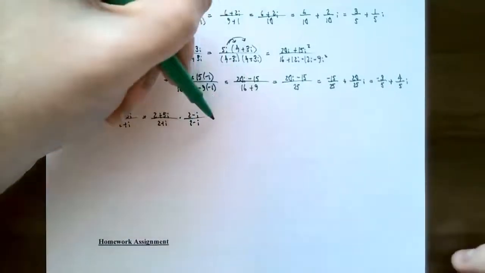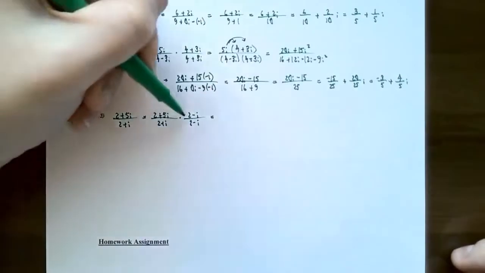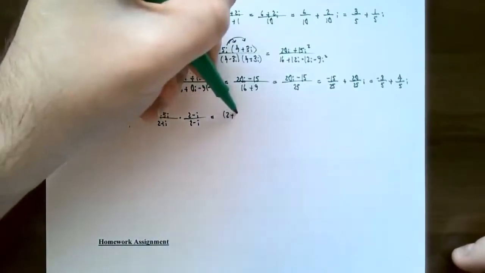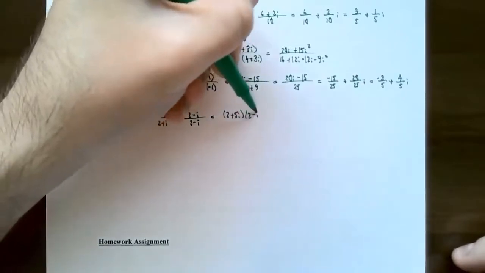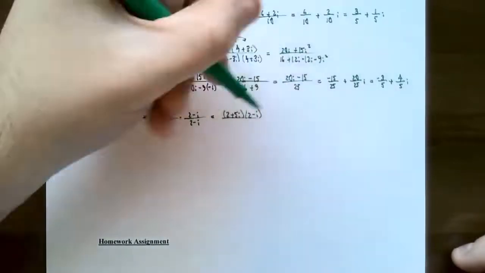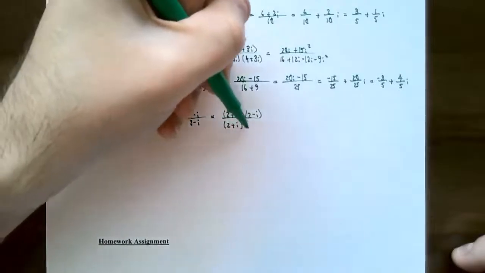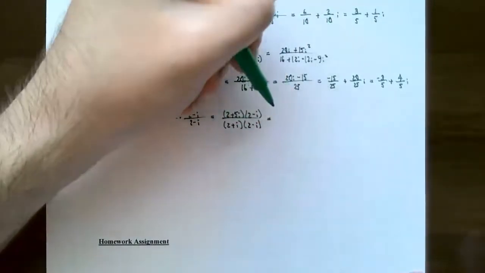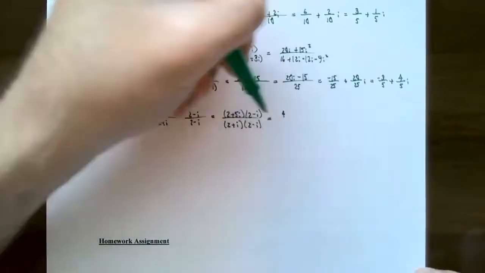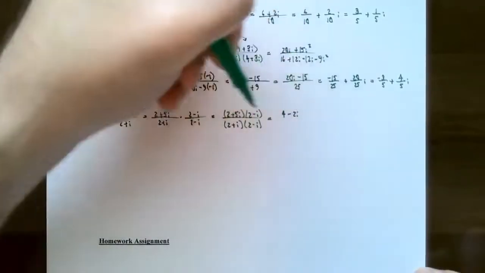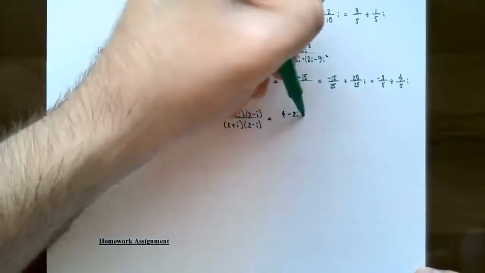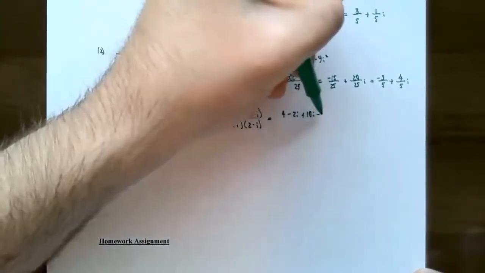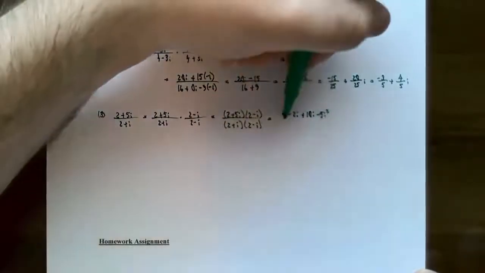So now we have FOIL in the numerator and FOIL in the denominator. So 2 plus 5i times 2 minus i. Denominator is 2 plus i times 2 minus i. So the numerator, after you FOIL, you'll have 2 times 2 is 4. 2 times negative i is negative 2i. 5i times 2 is 10i. And 5i times negative i gives you negative 5i squared.